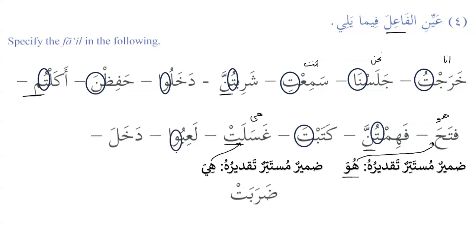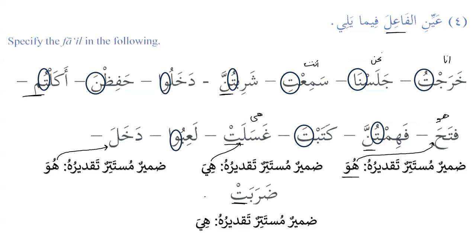Dakhala, again damirun mustatirun taqdiruhu huwa. So dakhala means huwa dakhala over here. Darabat, again ta as-sakina, ta ta'nith. So we can see damirun mustatirun taqdiruhu hiya, the hidden damir inside it. So 1 and 4 have the hidden damir inside it, whereas the rest you can recognize either through the symbol like ta or tu or ti, or we can recognize them when we use the damair with them, like anta, antuma. So there are 2 ways to recognize them.